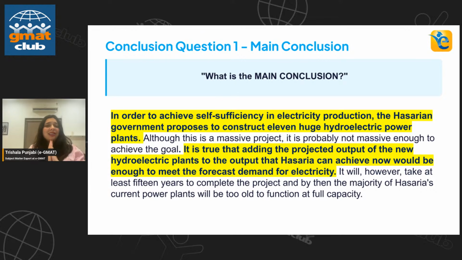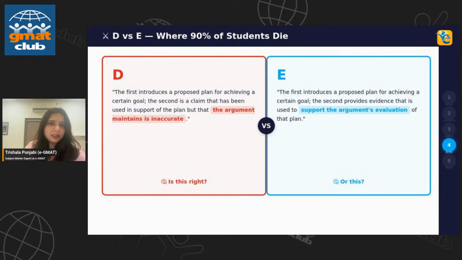The argument never said that adding the project output to what Hazaria can achieve now will not be enough to meet the forecast demand for electricity. Right? Hence, the answer is E.